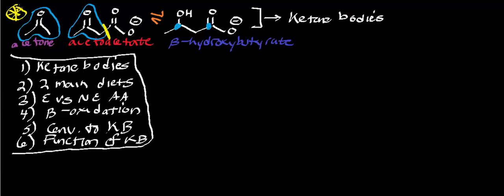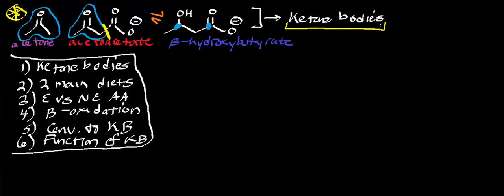Okay, so I hope you understand the structures here. Acetone is the simplest ketone. Acetoacetate is basically the simplest ketone, but with an added carboxylate group on it. And then beta-hydroxybutyrate is just the reduced form of acetoacetate in terms of the ketone. Okay, it's been reduced into a hydroxyl group. So these 3 guys right here, these are the ketone bodies.